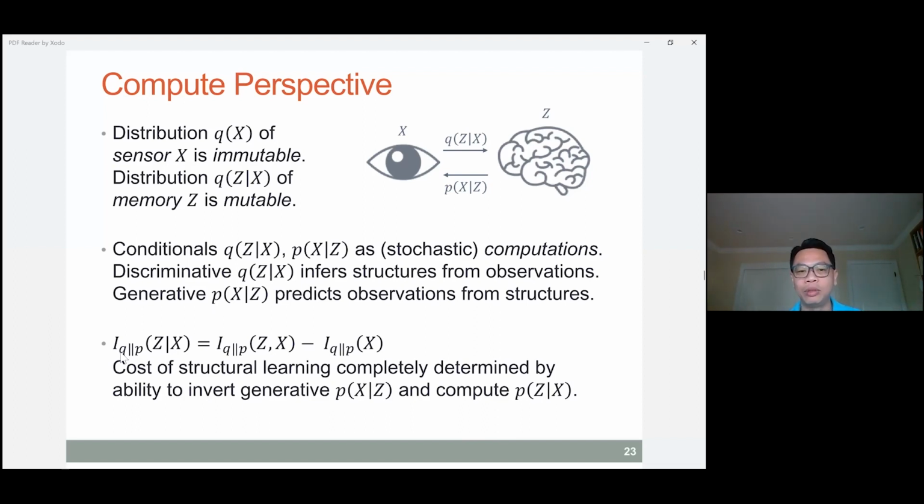And Q is my attempt to do that inversion. And if I can do this inversion perfectly well, where I can set Q exactly equal to P of Z given X, this information will go to zero. I get a zero gap. But if I'm not able to do inversion well, this gap is not going to be zero. It's non-zero. And this is actually a measure of computability. If we cannot compute this inversion, then it puts a limit on what we can learn.